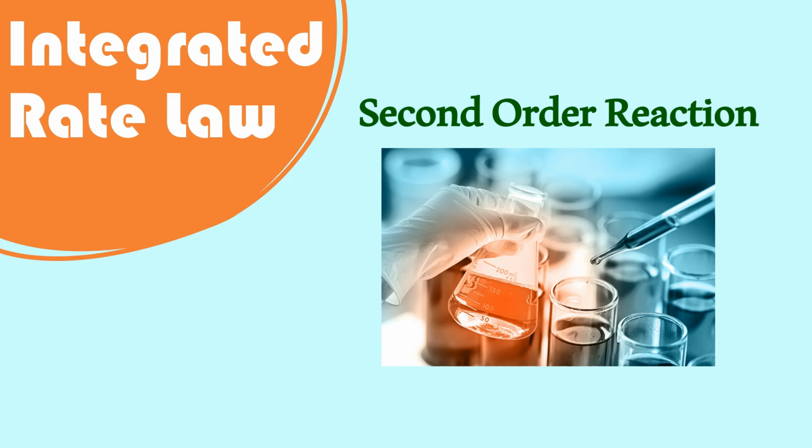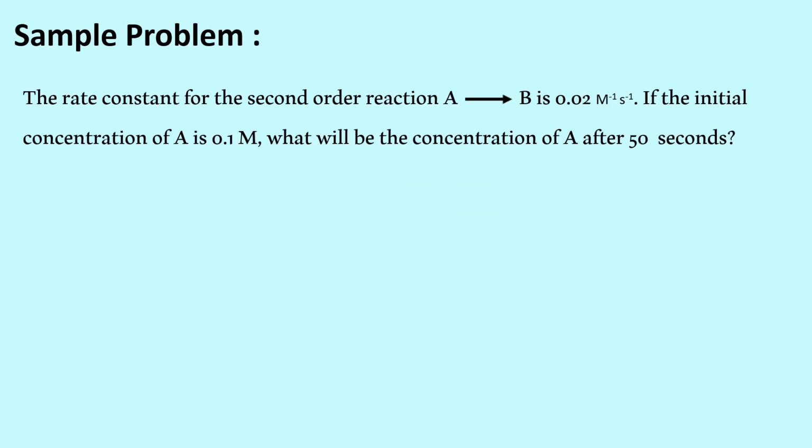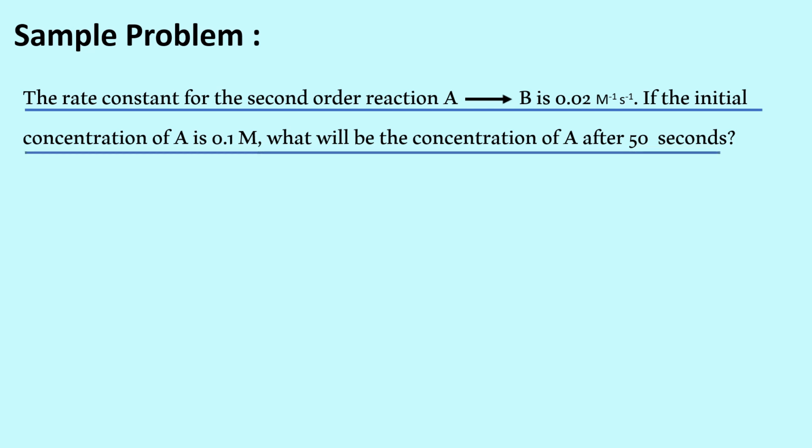So let's get started. In this video, we will solve a sample problem on the integrated rate law for a second order reaction. Now I have here a sample problem. The rate constant for the second order reaction A forming B is 0.02 per molar per second. If the initial concentration of A is 0.1 molar, what will be the concentration of A after 50 seconds?